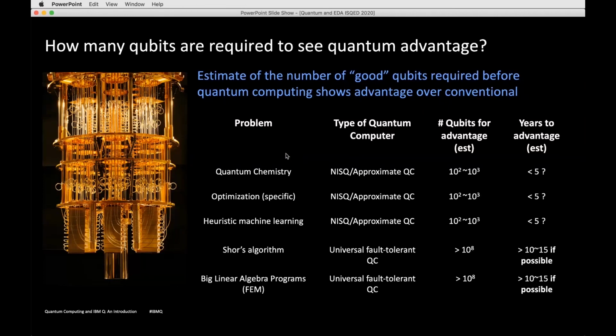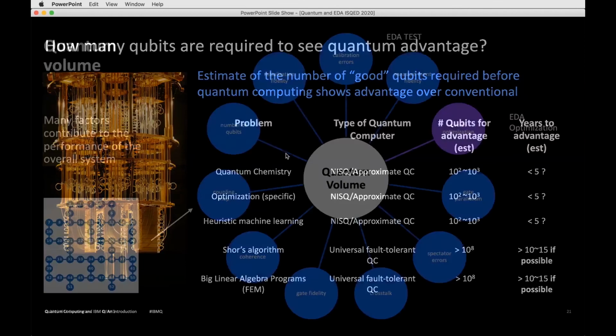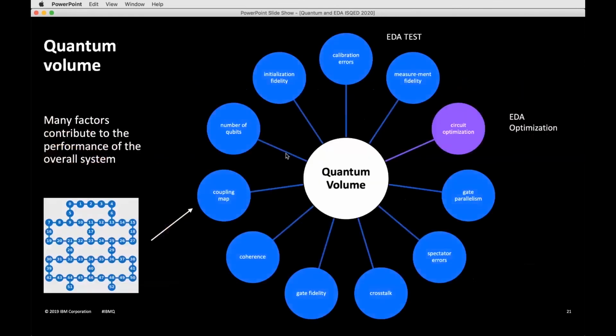So let me switch gears a little bit now. The next question I said I was going to answer, now that we gave you a little bit of the state of current quantum computing, was, okay, what can we do from an EDA perspective to improve a quantum computer? And the key to that is really, what can we do to increase quantum volume? Because as I tried to explain, this quantum volume is really a key measurement of the power of a quantum computer.